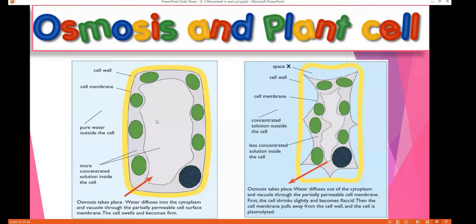Whereas on the left hand side, you can see a picture of a turgid cell, wherein the cell wall is intact and the cell membrane is also intact. You can see a more concentrated solution inside the cell vacuole. This is when osmosis takes place and water diffuses into the cytoplasm and vacuole through the partially permeable cell surface membrane, and the cell swells and becomes firm and turgid. So this is the difference between a turgid cell and a flaccid cell.